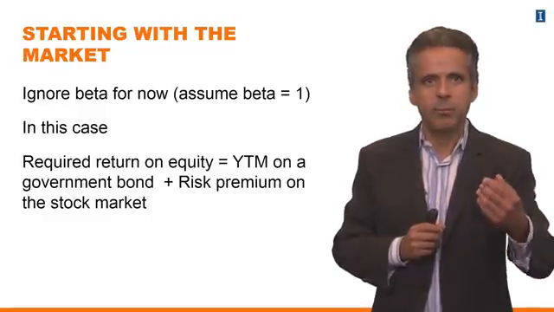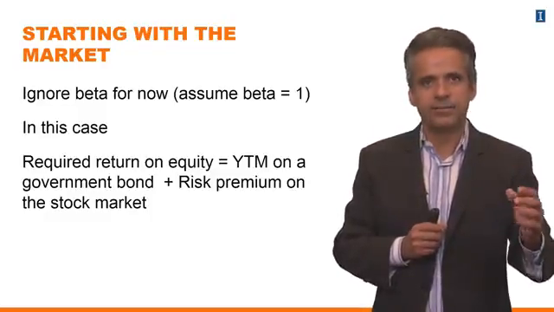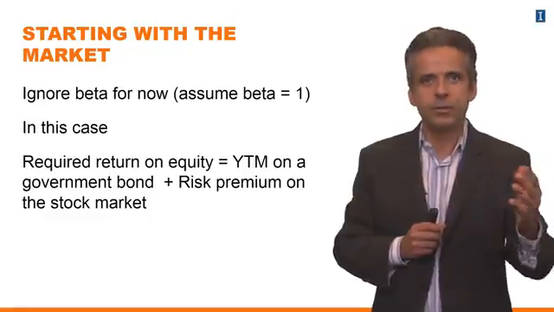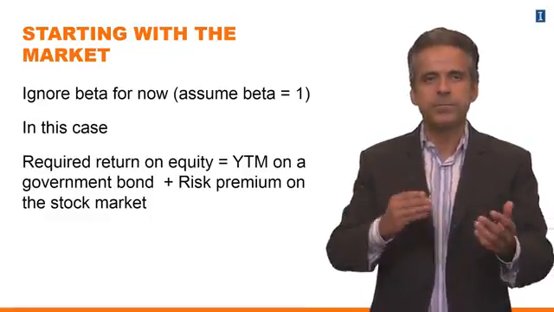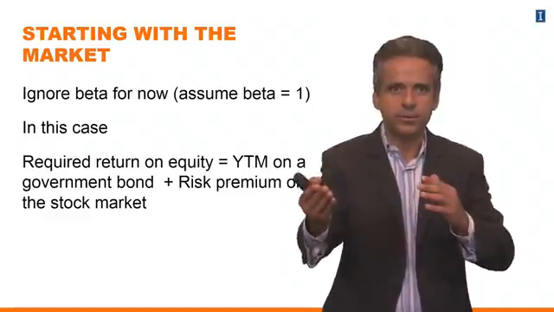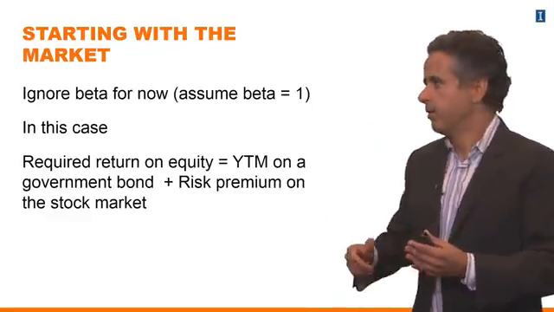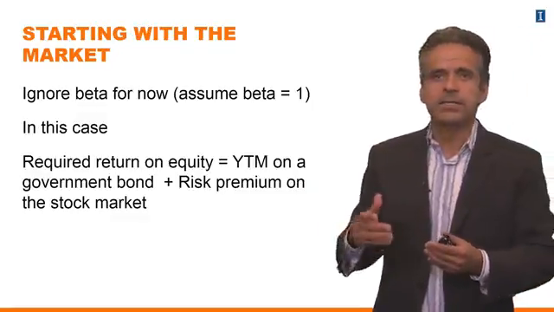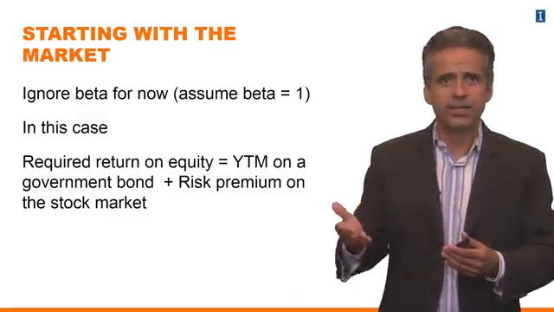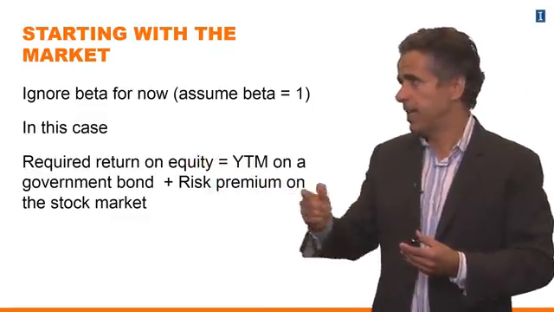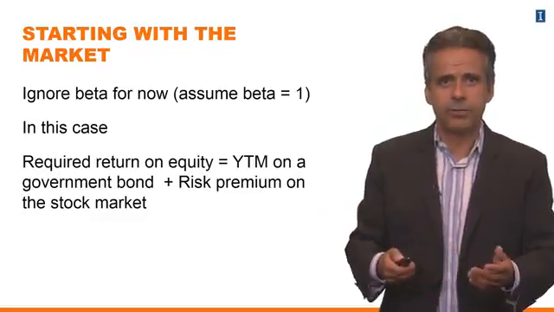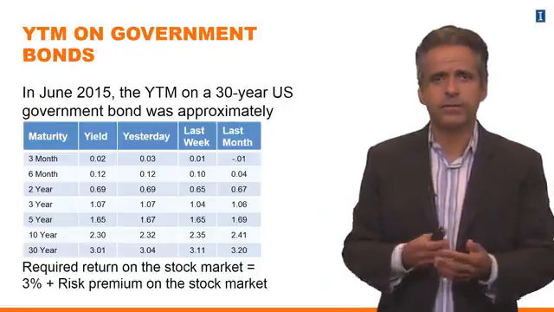The way we do that is by ignoring beta. As we're going to learn next, the beta is going to capture the relationship between stock returns for the company and stock returns for the market. If you do that, then the beta goes away from this formula. The yield to maturity plus the risk premium on the market are going to give you directly the required return on equity. So we just have to estimate two things.